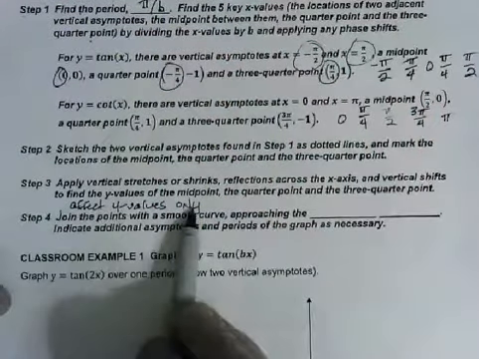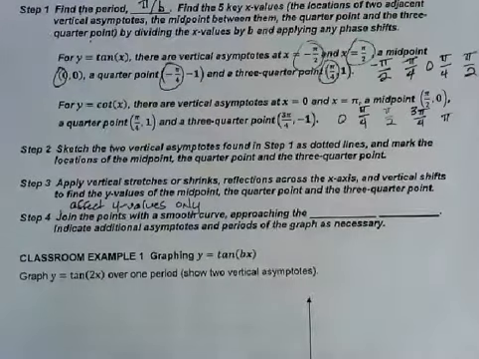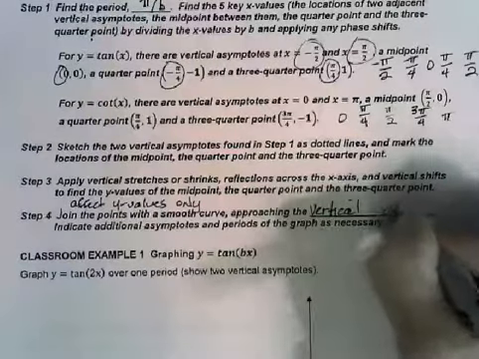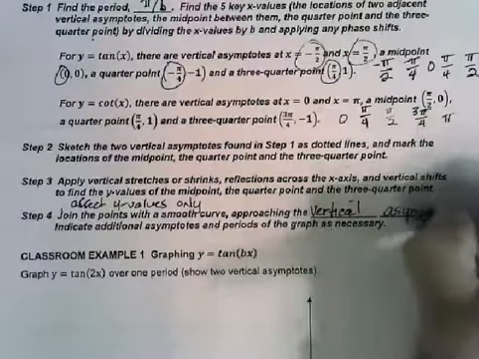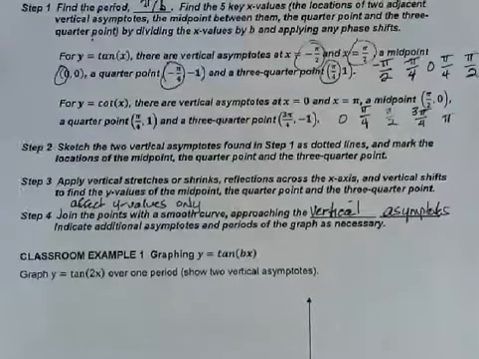Then once we figure out the y values for those 3 points, we can plot those points, and then we're just going to join our points with a curve. Where we have our vertical asymptotes, we want our curve to get close to the vertical asymptotes on each side.